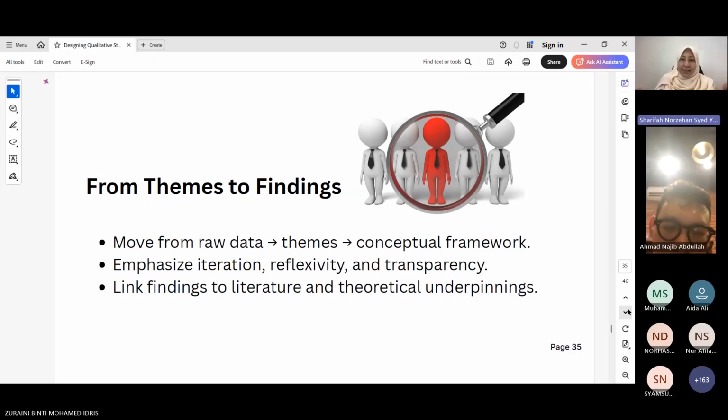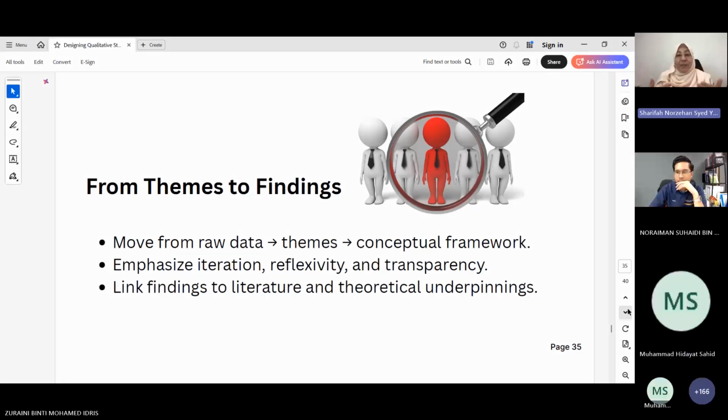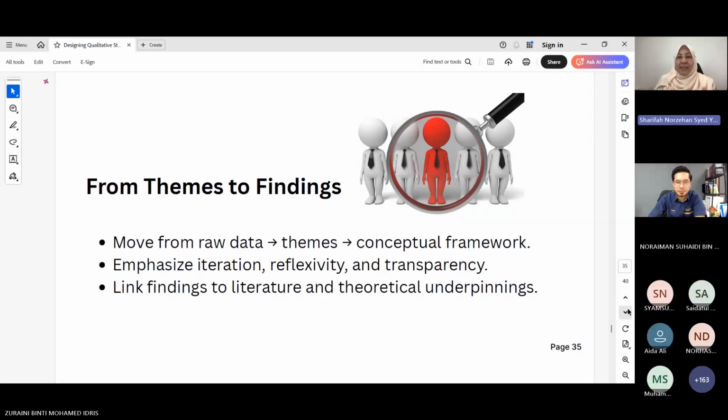Okay, so do you understand this? Linking your findings to literature and your theoretical underpinnings. This process is not an easy process, and most students fail to link it to the theoretical underpinning. When you fail to do that, that's where you can get major corrections for your Viva. So this part is very, very crucial, and it would lead you to your discussion just now. Okay? Next.